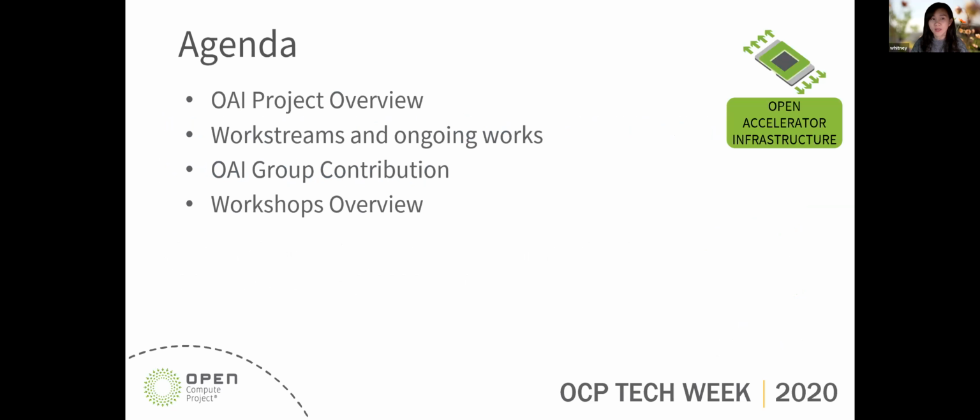For the overview side, we'll talk a little bit about the background and history of the OAI project. Currently in the OAI project, we have 5 work streams, and I'll talk a little bit about them. Later we also have some talks from these work streams. Then Tianyi will go through the contributions we've had so far from this OAI group, and later we have the workshops in detail as well.